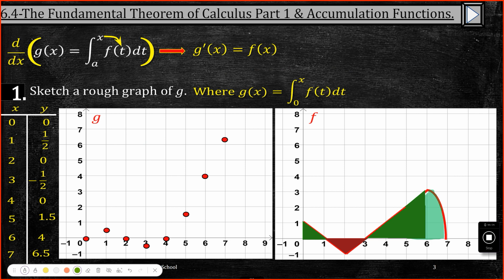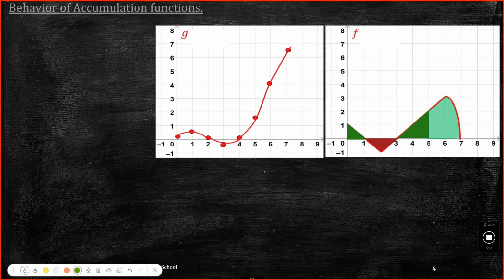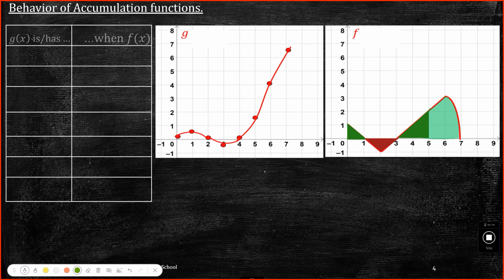Now that we've done this, how are they related in terms of when G of X does something? It's because when F of X is doing something else. Go ahead, and you don't have to be copying these two graphs down, of course not, because you already have them. Write this down right here, the table: behavior of accumulation functions.